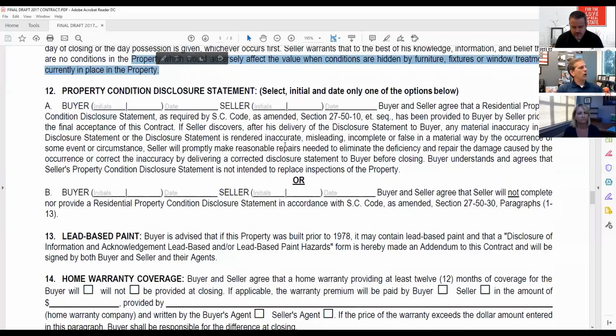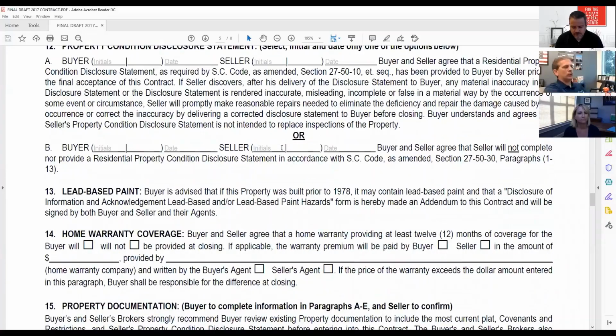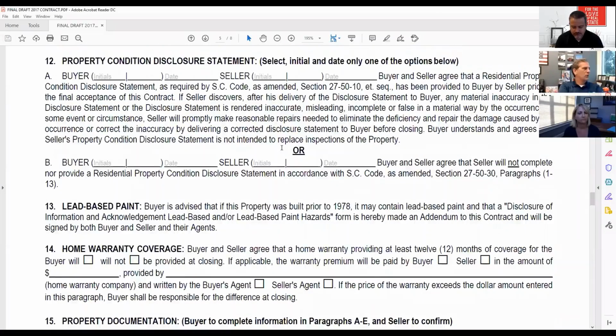All right, paragraph 12 talks about property condition disclosure statement. We could do a good 2-hour class just on this in and of itself. You have two options here, A and B. Option A says that the property condition disclosure statement has been provided prior to contract acceptance. Section B says they agree that the seller will not complete nor provide the disclosure.